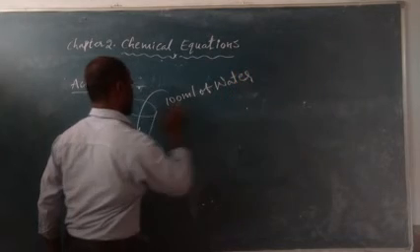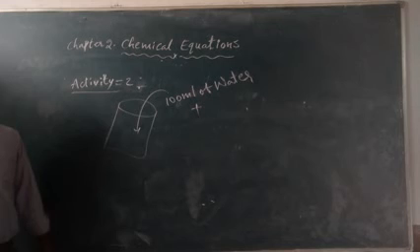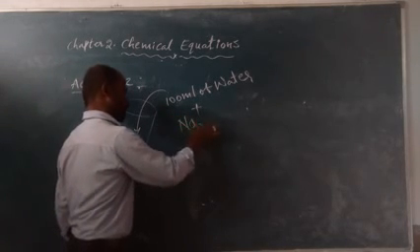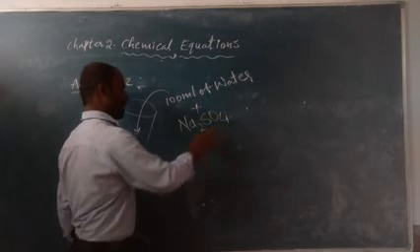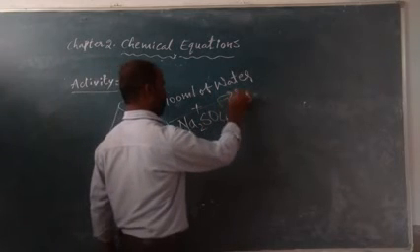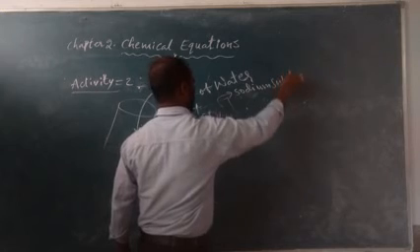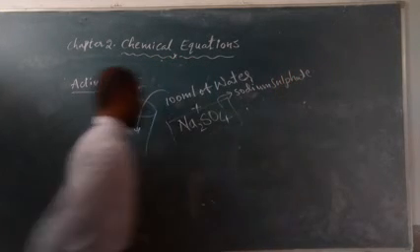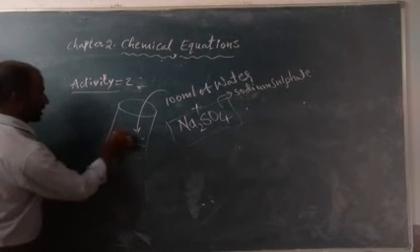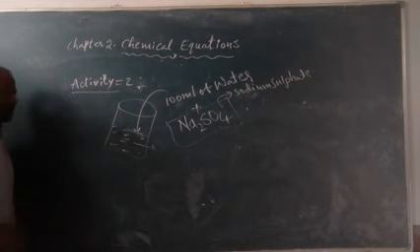To this water, add a small quantity of sodium sulfate, Na2SO4. These formulas are very important. Sodium sulfate, nothing but what? Na2SO4, sodium sulfate. In this beaker, we have taken sodium sulfate solution. What does it mean? It is a sodium sulfate solution, Na2SO4.